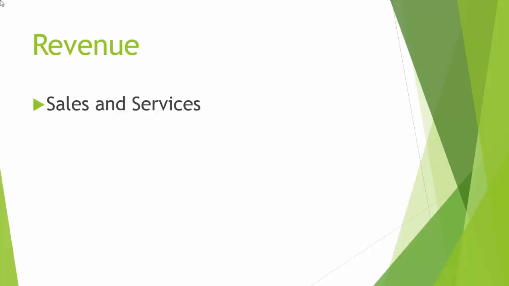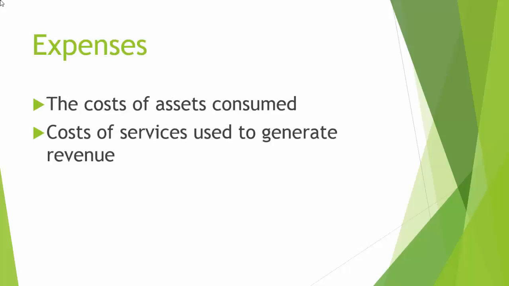The last of the 5 types of main accounts is the expense account. Expenses are the costs of assets consumed or services used in the process of generating revenues. An example of an expense can be rent expense, or income tax expense.